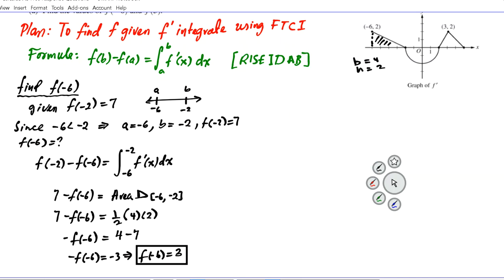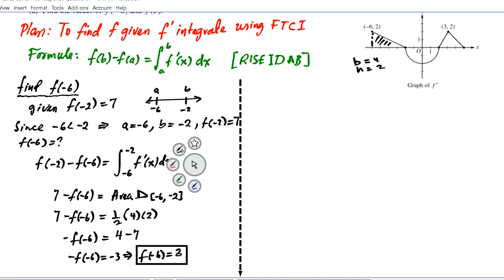All right, so we're going to find the next part, which is f of 5. We're going to follow exactly the same procedure. There's nothing different there. So now we want to find f of 5. We're still given this fact that f of -2 is equal to 7. We're going to use this so many times.